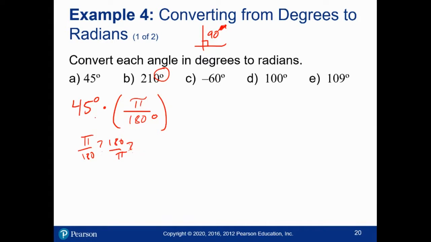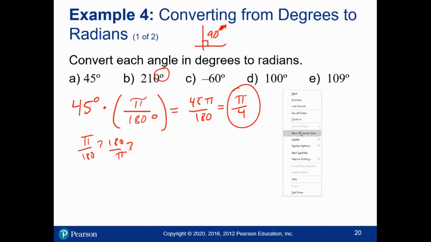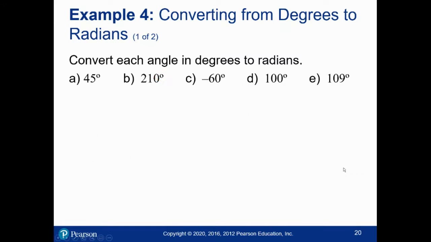Anyway, back to part A. So now my degrees are going to cancel out. So I get 45 pi over 180. 45 happens to go into 180 exactly 4 times. So this is pi over 4. So a 45-degree angle is a pi over 4 radian angle. And notice I didn't put any sort of symbol on it. If you don't put a symbol on it, you mean radians. So pause the video and try to convert all of the rest of these from degrees into radians, and then we'll double check.